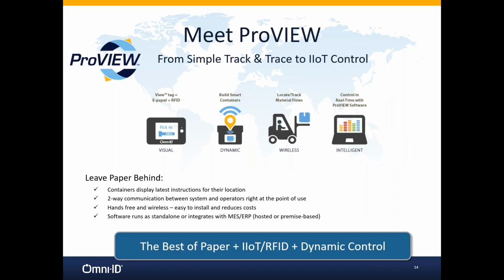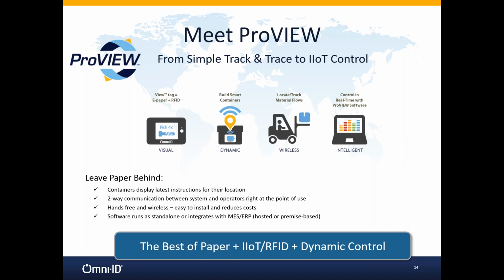So let's talk about ProVIEW, and this is our answer to all those problems we've just highlighted. ProVIEW goes from simple track and trace to true industrial IoT control. Dynamic ability to change the process, to get material to the right place at the right time in the right state, and to give you full visibility of it. ProVIEW stands for Process View. It allows you to view your process digitally, create a digital twin of what's happening, and enable you to get full transparency down to the level.